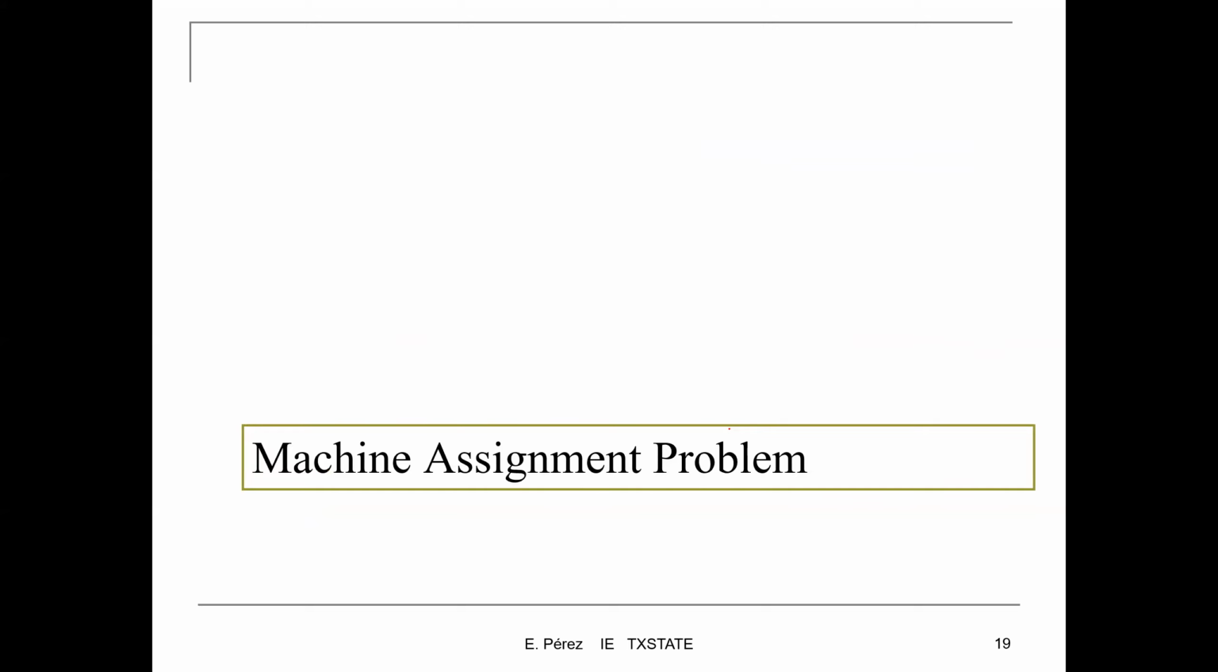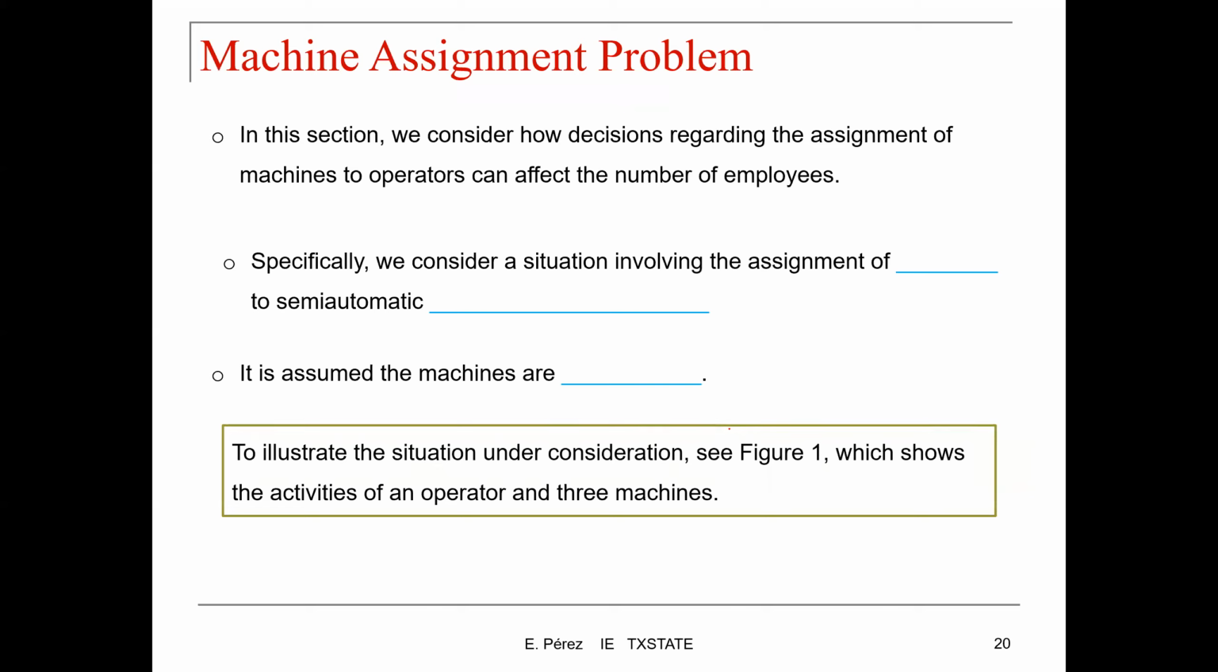The last part of this lecture looks at the machine assignment problem. In this section, we consider how decisions regarding the assignment of machines to operators can affect the number of employees. Specifically, we consider a situation involving the assignment of operators to semi-automatic production equipment. It is assumed the machines are identical. To illustrate the situation on the configuration, see Figure 1 in the next slide. It shows the activities of an operator and 3 machines.